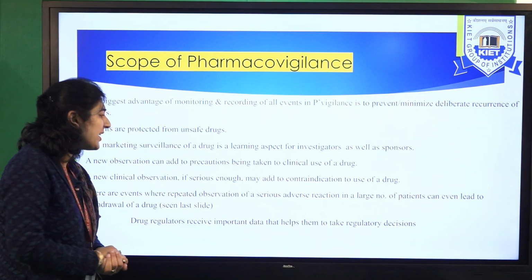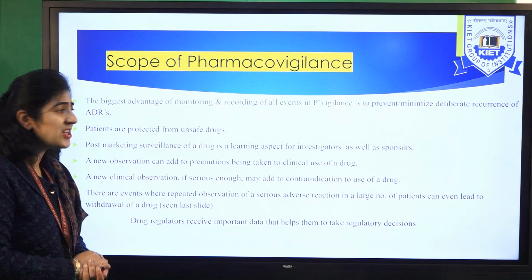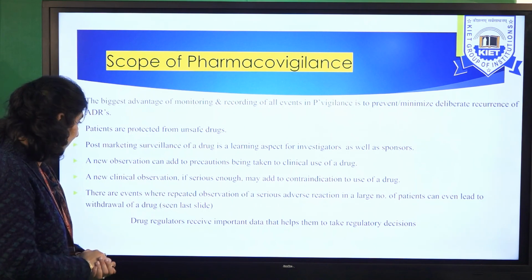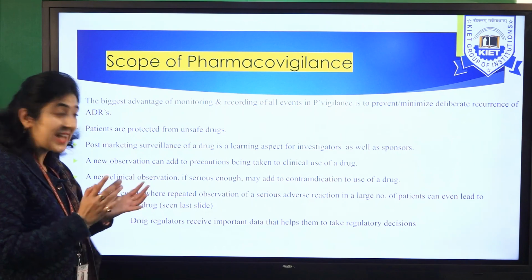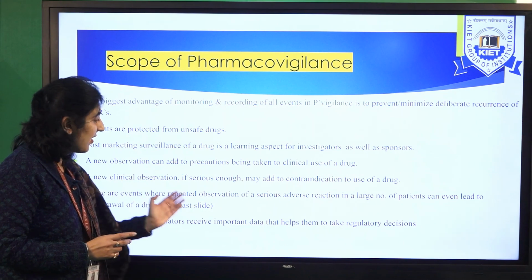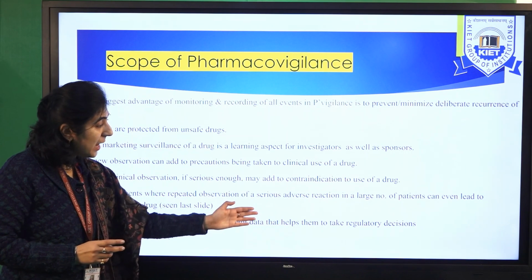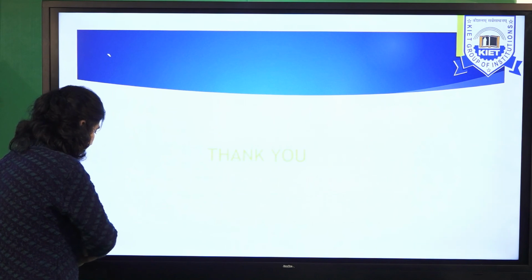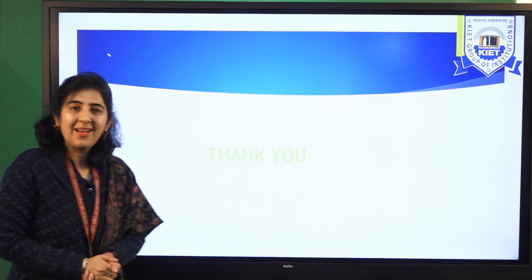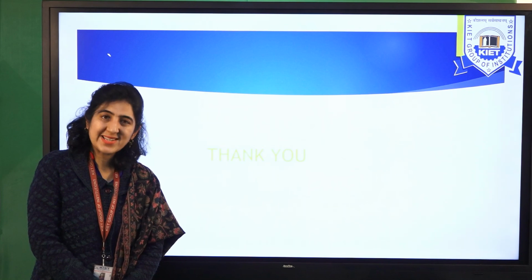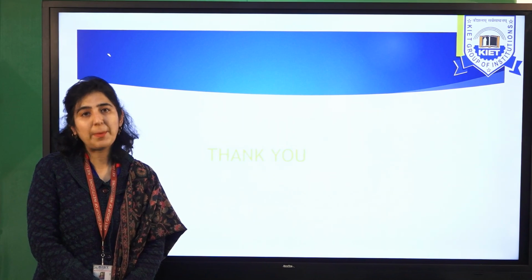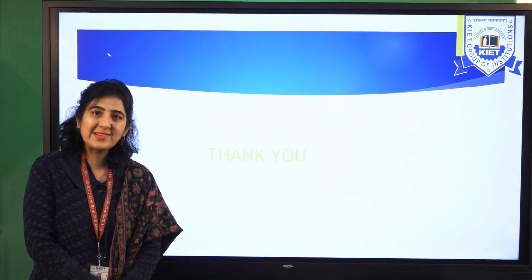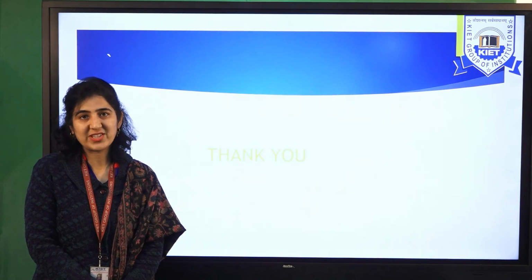There are events where repeated observation of serious adverse events in a large number of patients can lead to withdrawal of a drug, as we have seen from the last slide. So I would say that drug regulators receive important data that helps them to take regulatory decisions only through pharmacovigilance. Thank you all. I hope you could understand the history of pharmacovigilance and how it developed, and basically the goals, aims and objectives, and scope of pharmacovigilance.